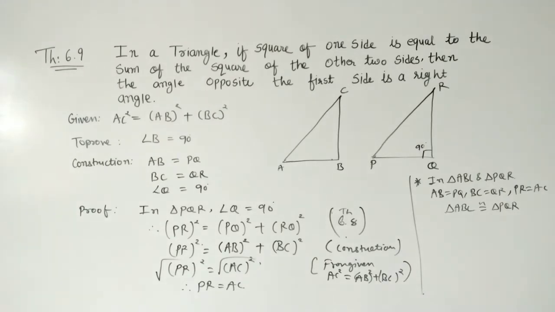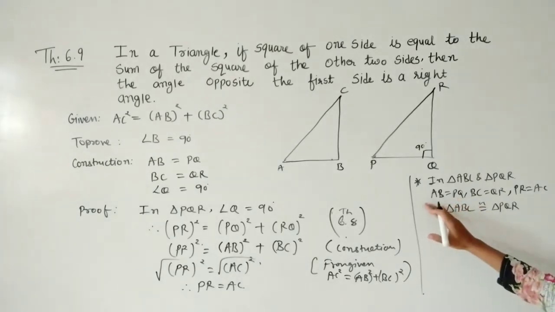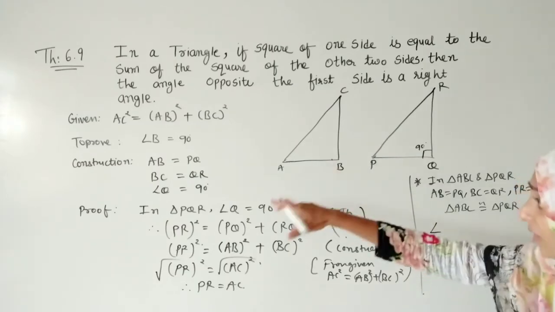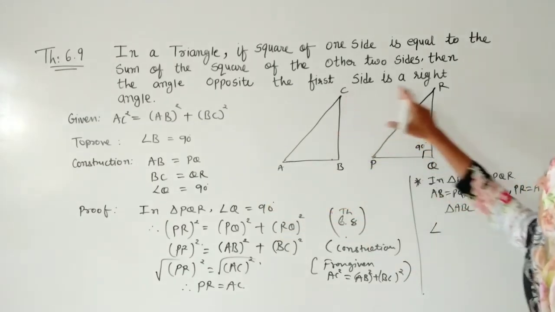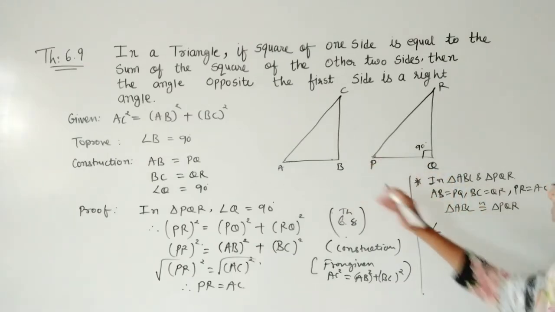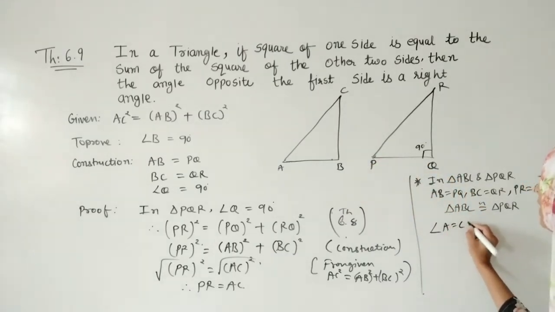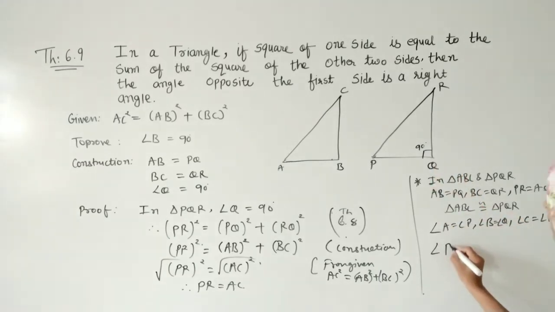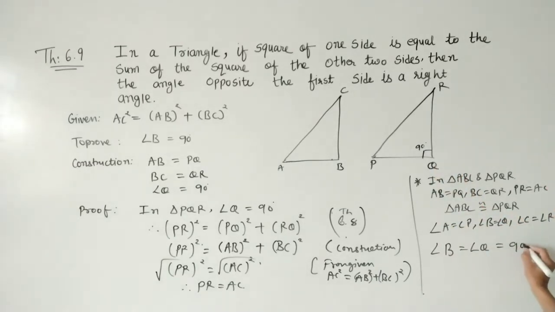If you write similar, that is also okay, but then the ratios of the sides are not the same. The sides are exactly the same, so I have used the congruency symbol. If two triangles are congruent, then all angles will be the same. Means angle A is equal to P, C is equal to R and B is equal to Q. So let me write all the angles: angle A is equal to angle P, angle B is equal to angle Q and angle C is equal to angle R. So if all angles are the same, angle B is equal to angle Q, which is 90. This is what we had to prove, and we have proved it here.